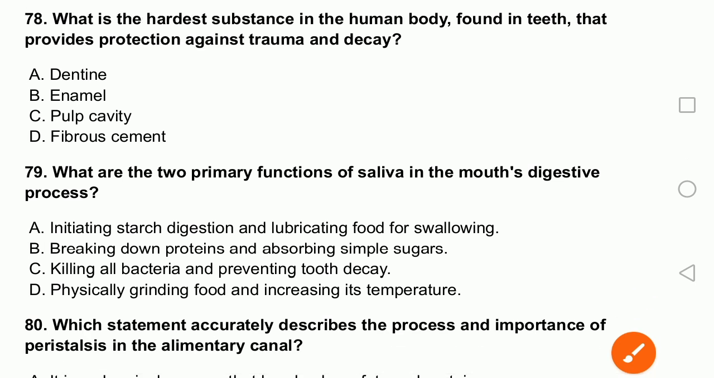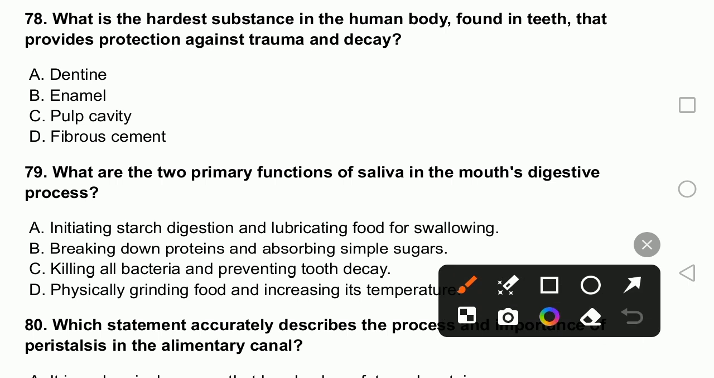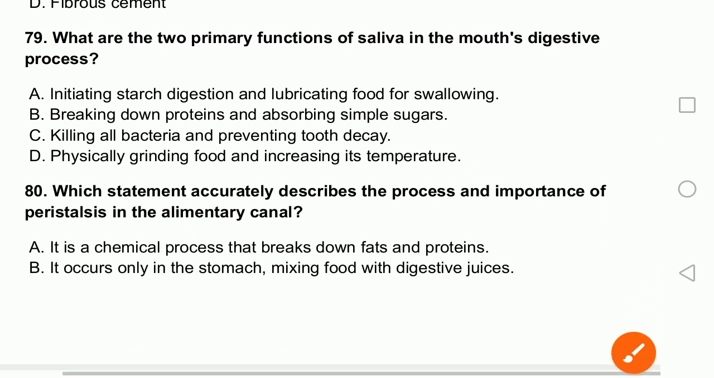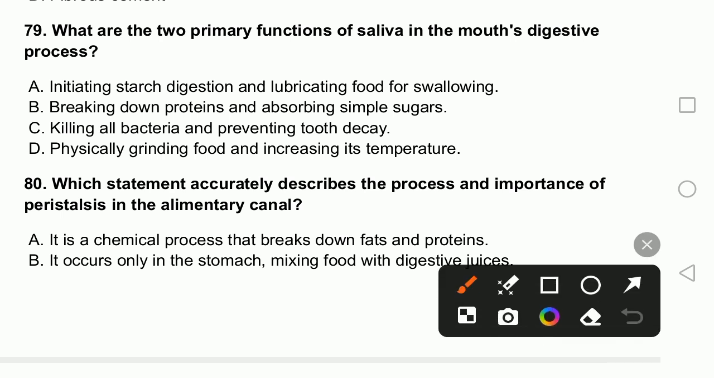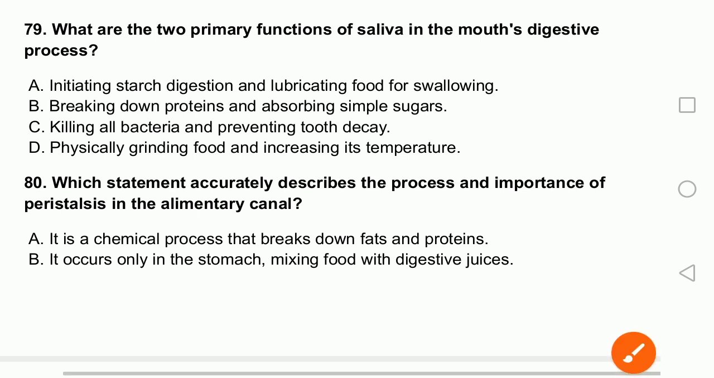What is the hardest substance in the human body, found in teeth, that provides protection against trauma and decay? Enamel. What are two primary functions of saliva in the mouth during digestion? Initiating starch digestion and lubricating food for swallowing.